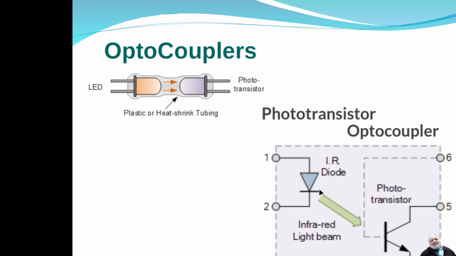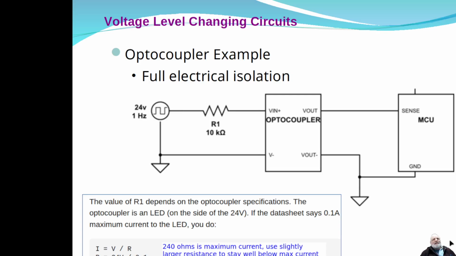But in general, these things are completely isolated. So you have here an infrared diode, and you put a positive on the anode of the diode, and you get current flowing through the diode. That gives you a 1, which therefore turns on the transistor and allows current to flow out the output.